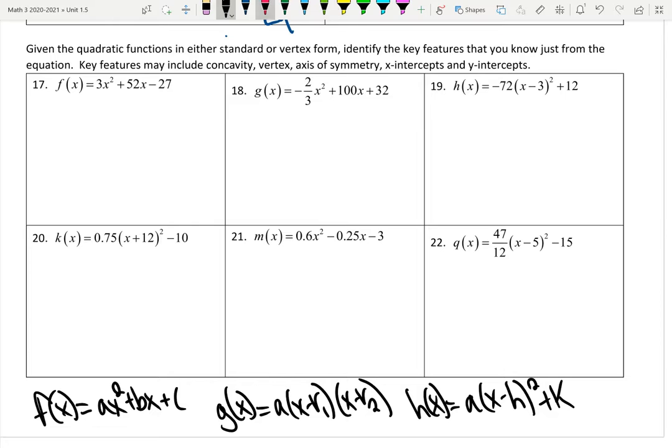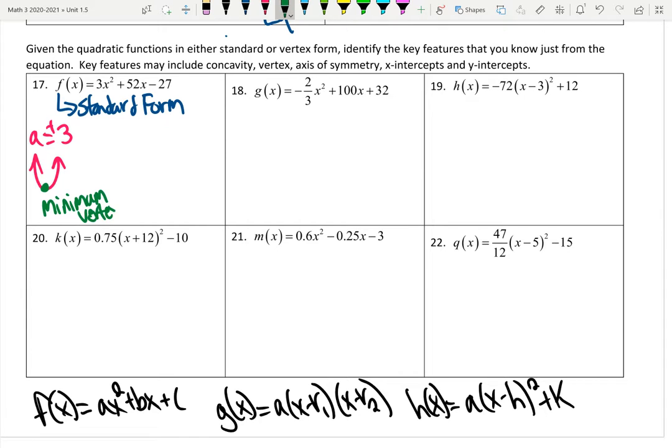Number 17. This is in standard form. So I can tell you two things. A is 3. Most importantly, it's positive 3. It is concave up, and it has a minimum. The other piece of information I can tell you is that the y-intercept will be at the last value, negative 27. It is always 0, c, so in this case, it's 0, negative 27.